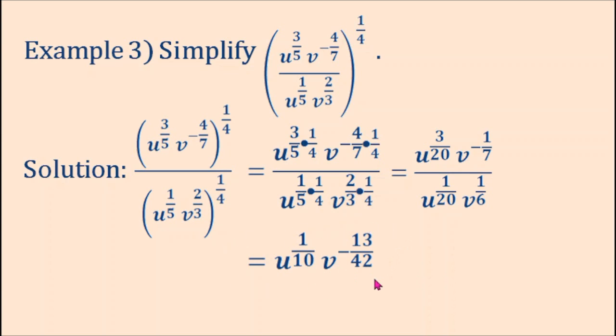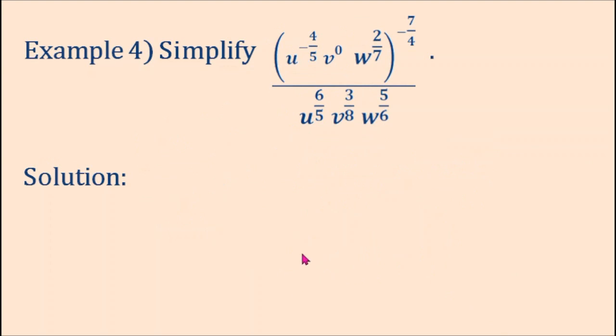This part here is not yet in its simplest form because we have here a negative exponent. Following the rule on negative exponents, we are going to bring this factor v to the power of negative 13 over 42 to the denominator. So this is our final answer, u to the power of 1 over 10 over v to the power of 13 over 42.